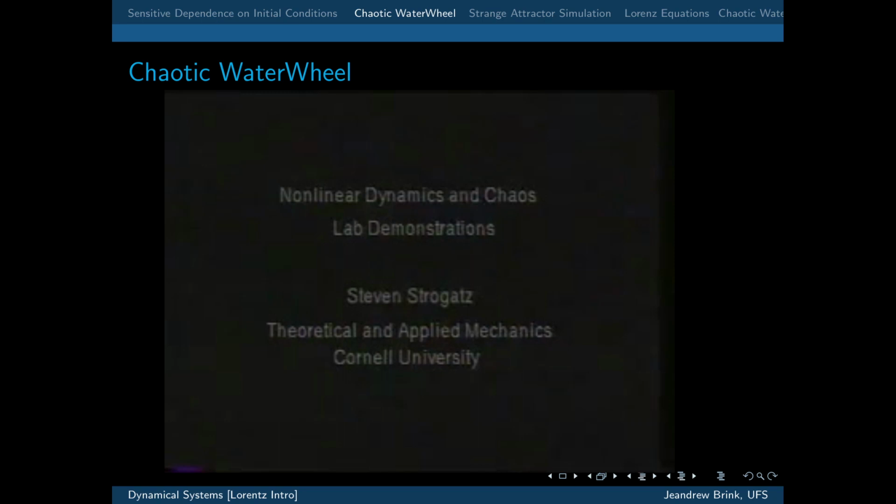So the model that is entirely analogous, that results in exactly the same equations as the Lorenz equations, is a model of the motion of a water wheel. What this video does is give you a picture of the actual apparatus that was built, so that you have a very clear picture of how we start doing the derivation when we get to it.